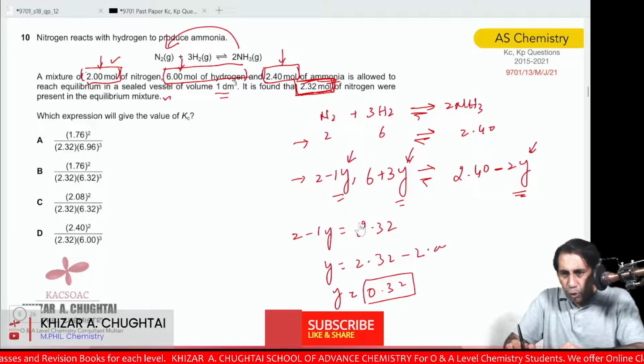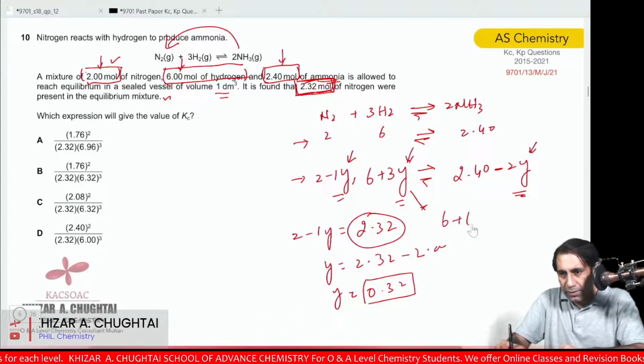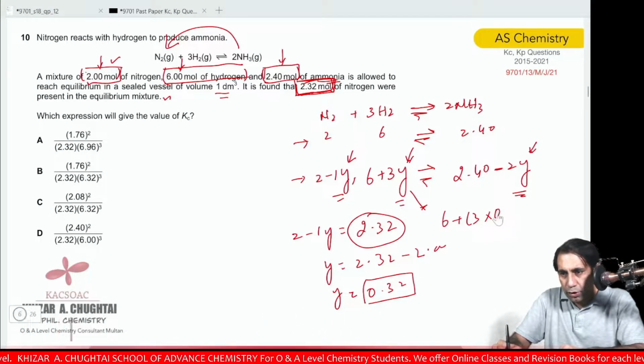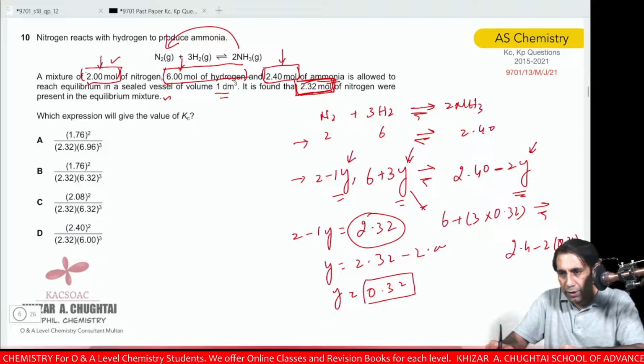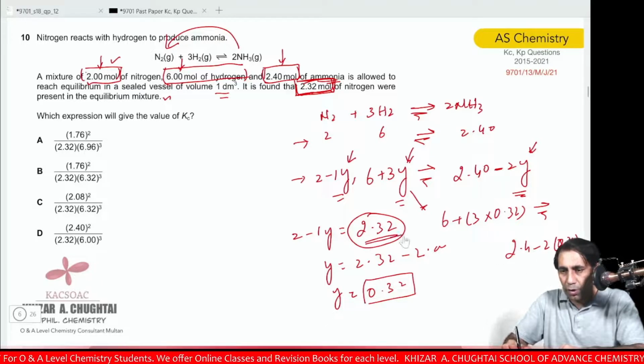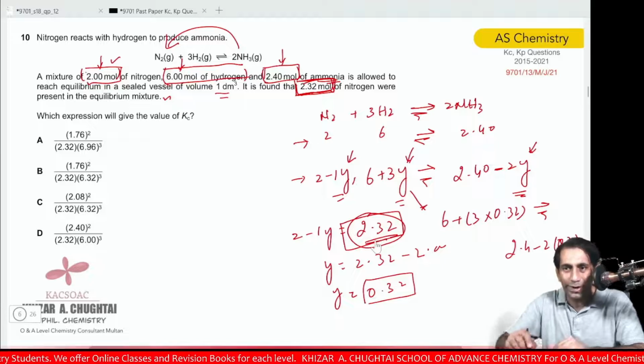We will get the mole of nitrogen 2.32, and what about 6 plus 3 into 0.32 goes to 2.4 minus 2 into 0.32. So the mole of nitrogen at the stage of equilibrium, that is given 2.32.